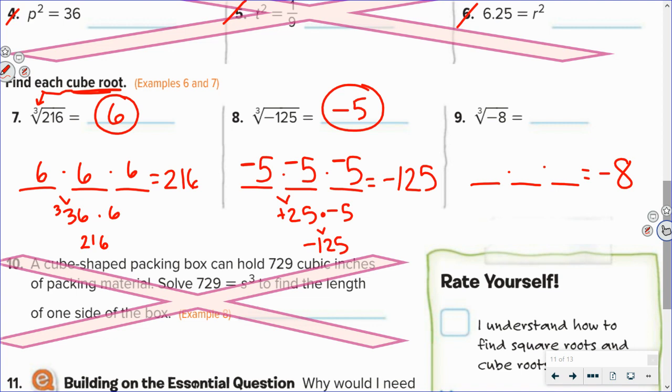One final problem, is there any number times itself that will give us -8 if we multiply that number times itself 3 times? Let's see. So initially I look at 2. Since it's got to be negative, let's try it out. The opposite of -2 would be positive. And the opposite of positive, there it is. That one looks kind of familiar, doesn't it?